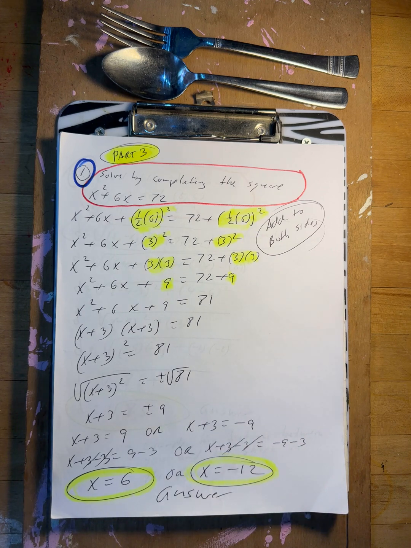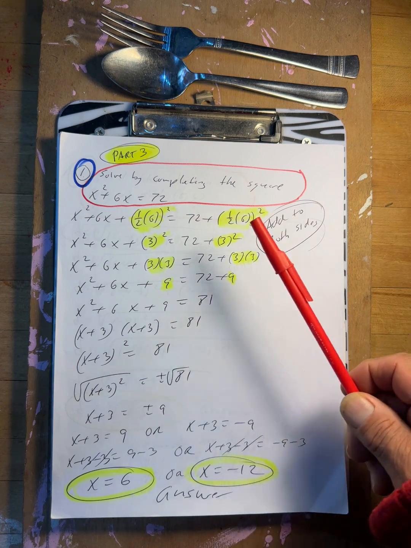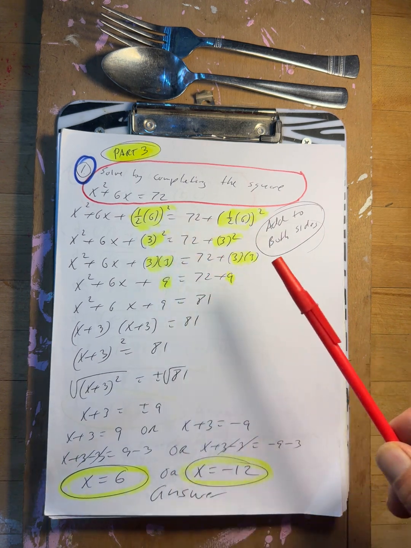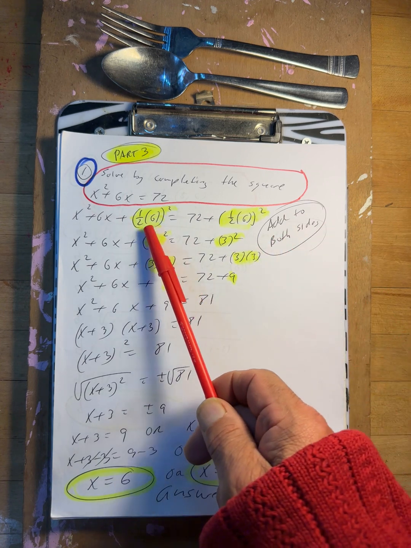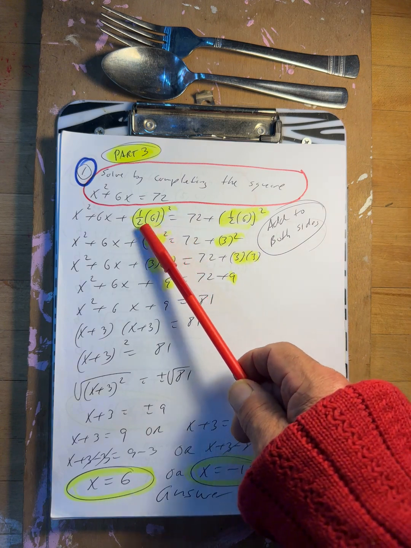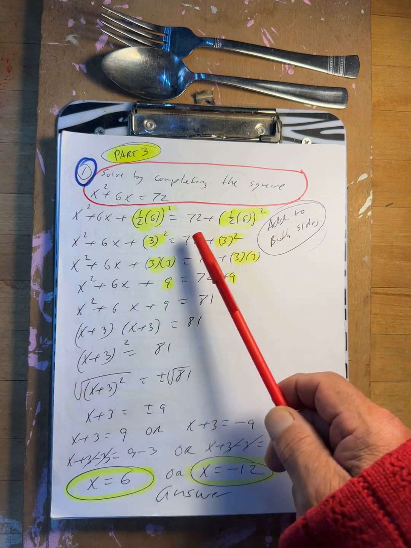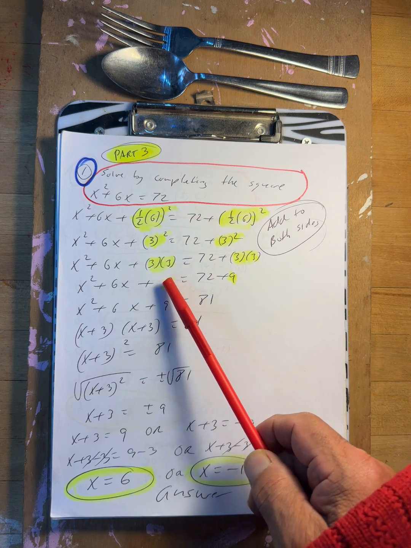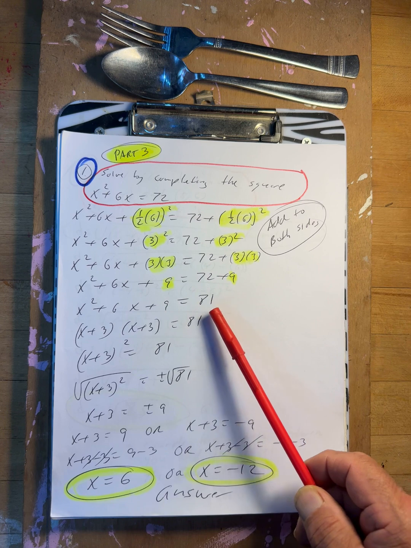Solve by completing the square. A bit harder, but we can do it. First of all, just leave it like it is. We're going to add the magic number. Add to both sides 1/2 of 6 squared, 1/2 of 6 squared. That's going to give you this number here. It's going to be 3. And there's 3 squared over here too. 3 times 3 is 9. 3 times 3 is 9. So we have x squared plus 6x plus 9 equals 72 plus 9.